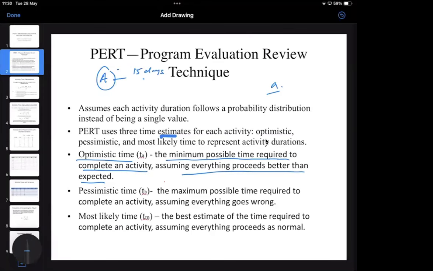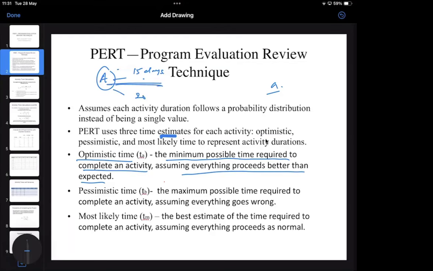What will be the maximum possible time required to complete this activity? For example, say 20 days, assuming everything goes wrong. The weather conditions are not so good, the macroeconomic conditions are not as good as expected. Then this will be the maximum possible time to complete this activity. It is called pessimistic time.